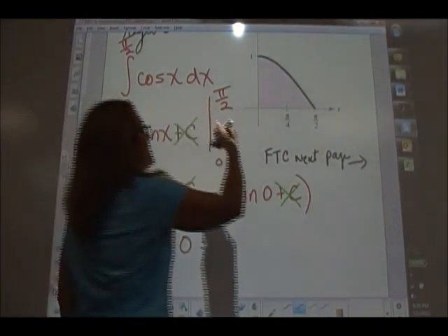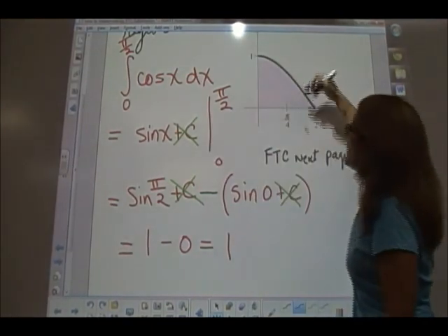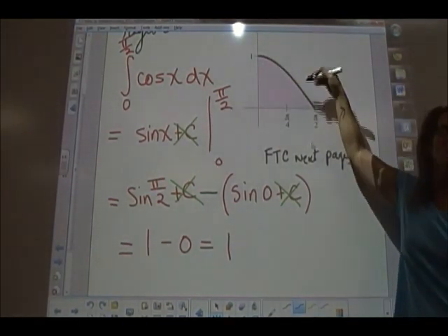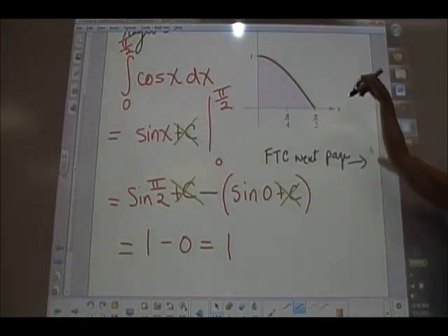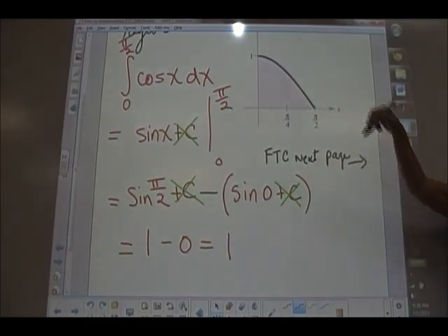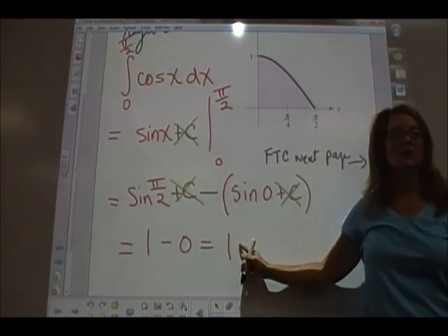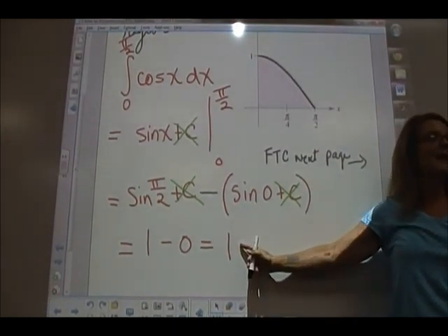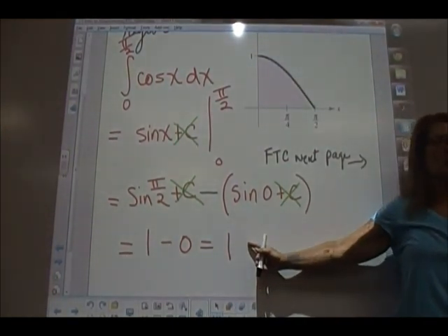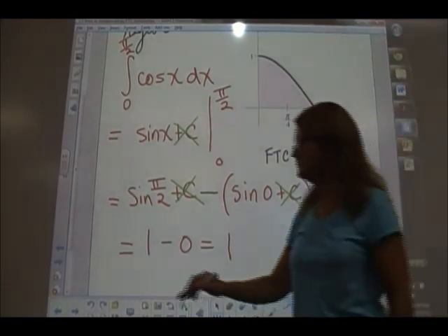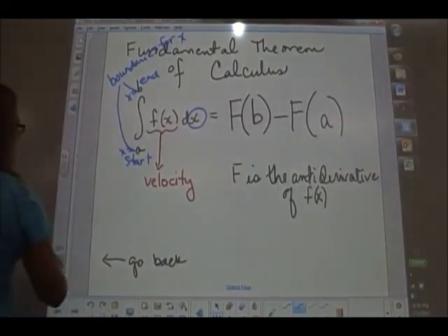If we took this region and split it up into little rectangles and tried to approximate by finding the area of all those little rectangles, we would get something pretty close to 1. But the exact area underneath that curve is 1 square unit. All right, let's try one more.